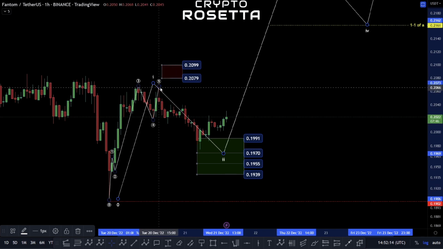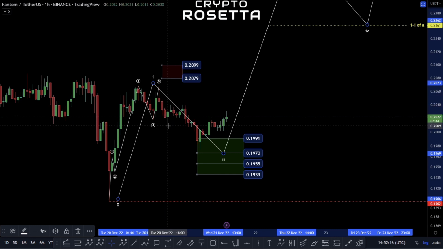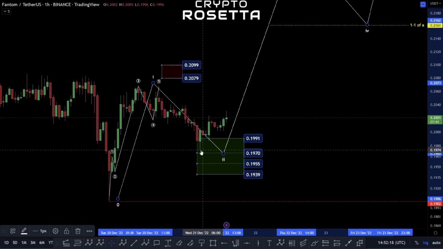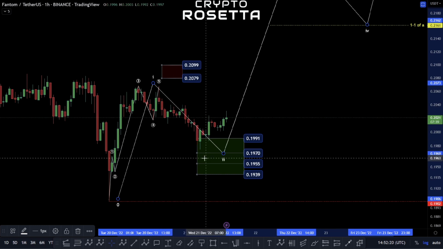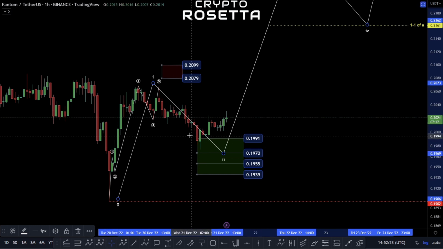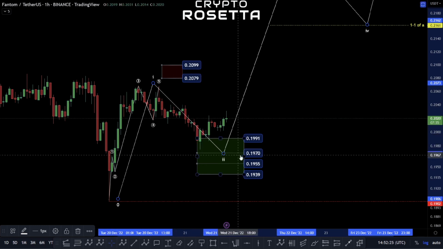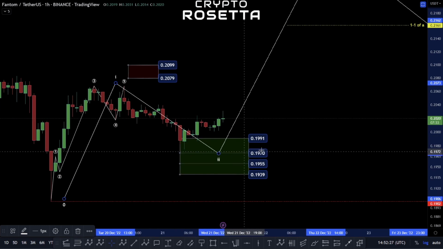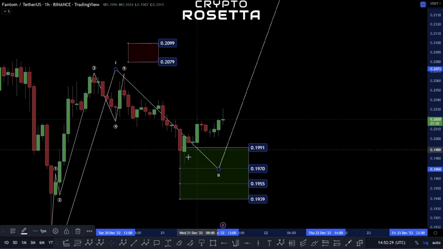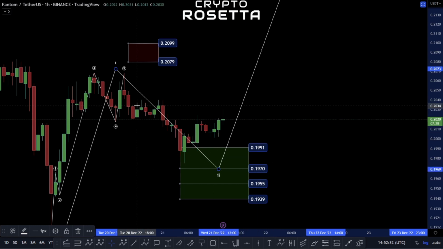Now if we look at this move in this manner, we have this as a 5-wave move, and then we have this as a 5-wave move. So this could be a zigzag completed. We've come right down here almost to this 0.618, which is this 1970 region, and now we've started to move back to the upside.